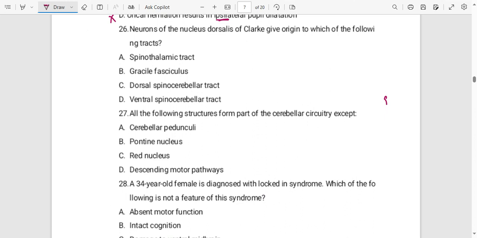Neurons of the nucleus dorsalis of Clarke give origin to each of the following. I remember I mentioned this one. Spinothalamic tract, gracile fasciculus, dorsal spinocerebellar, ventral spinocerebellar. Which one do we pick?